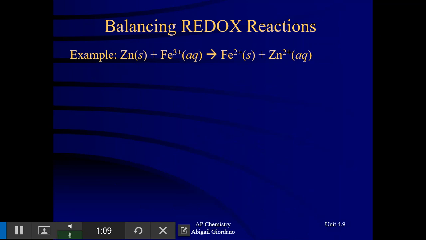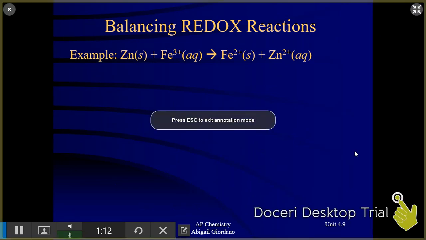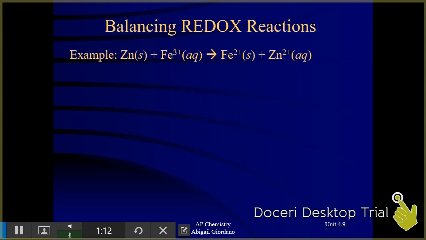Let's just look at a quick example here in front of us. If I were to assign oxidation states above each element, let's just review. Zinc by itself has an oxidation state of 0. This one's easy because the charge is written right next to it. Same here.